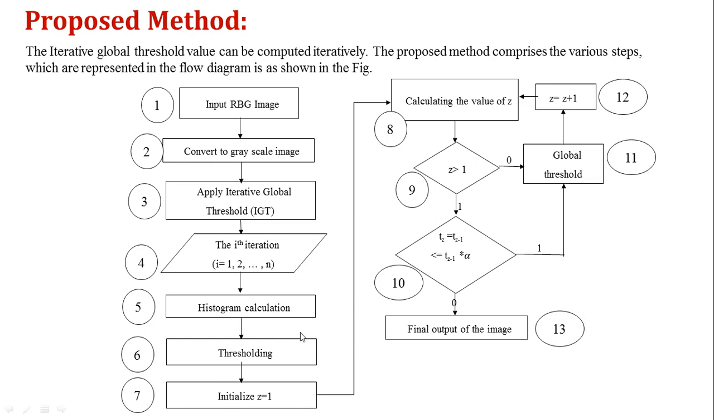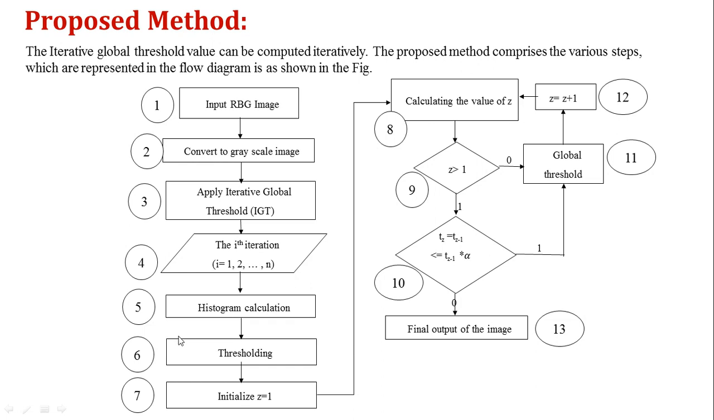In the first step, we give the original camera captured palm leaf image, converted into a grayscale image, and apply a global thresholding technique. In the fourth and fifth steps, we calculate intensity values from the ith iterations with the histogram calculations.